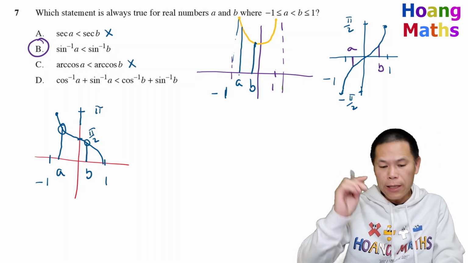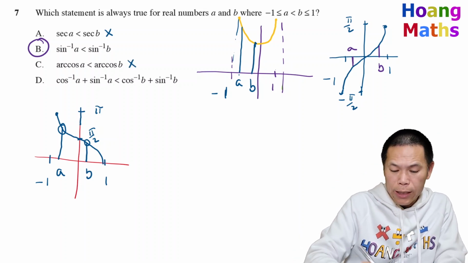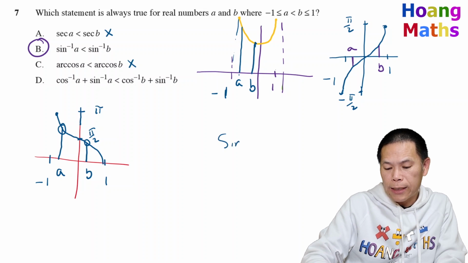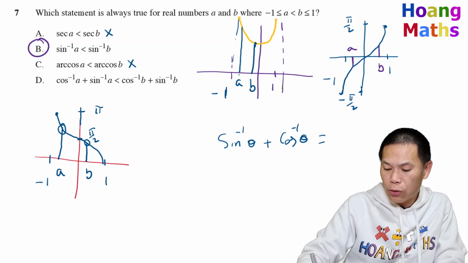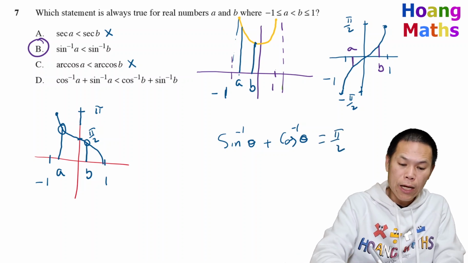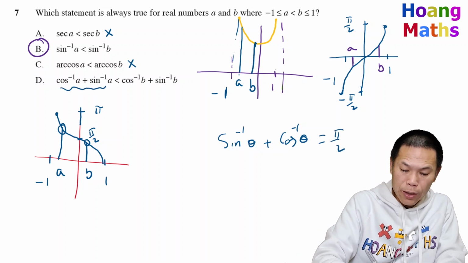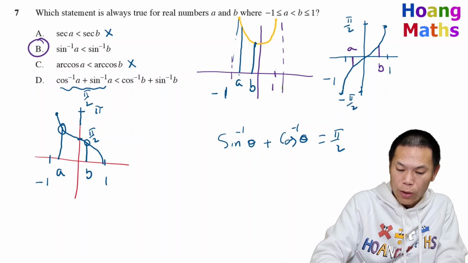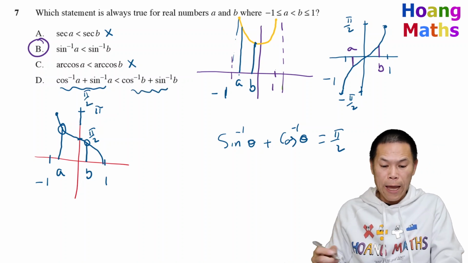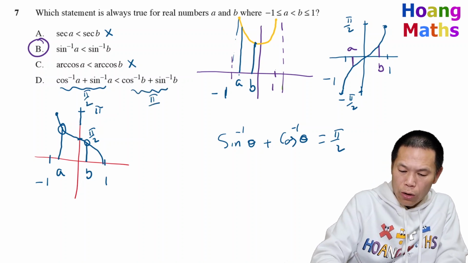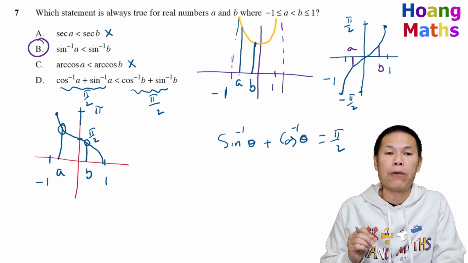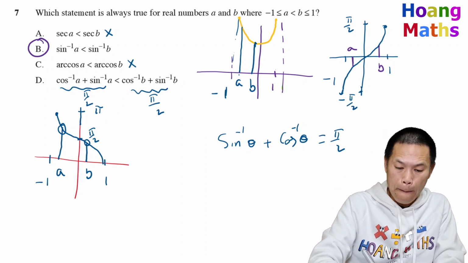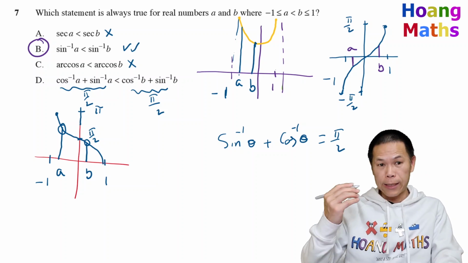And for part D, if you think about it, it is one of the trig identities: sine inverse of theta plus cos inverse theta is equal to pi over 2. So this means that this is pi over 2, and this is also the same, so it's pi over 2. So we know that pi over 2 cannot be less than pi over 2. So the answer is B. That is the answer.